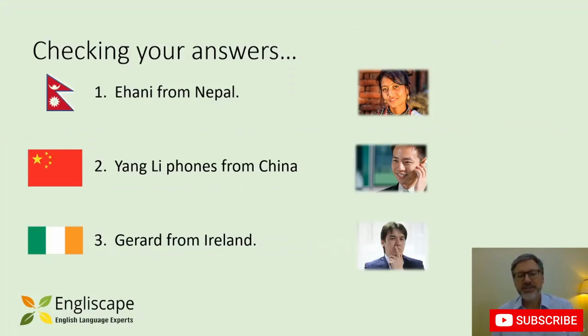Let's check your answers. The first was Ihani from Nepal. She was wanting to create a small business that ran children's parties. She was the only one working in this business. She would do all the work, the advertising, and organize the parties. It's a small business. Did you suggest a sole proprietorship? It might be best for her.